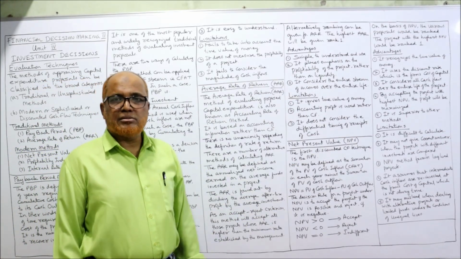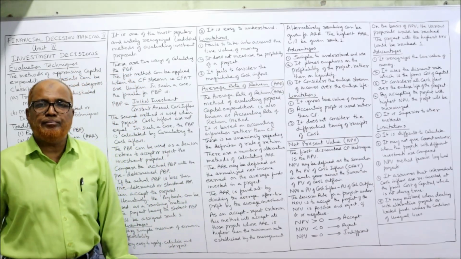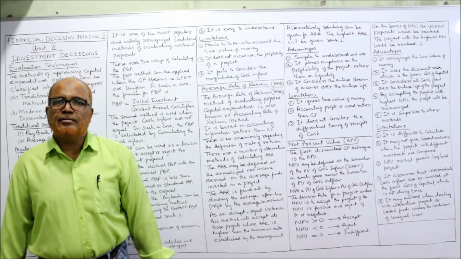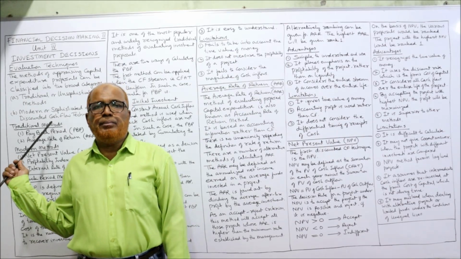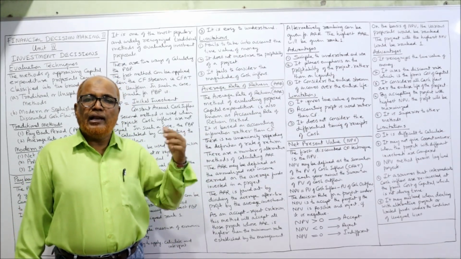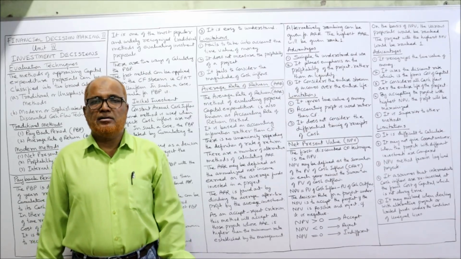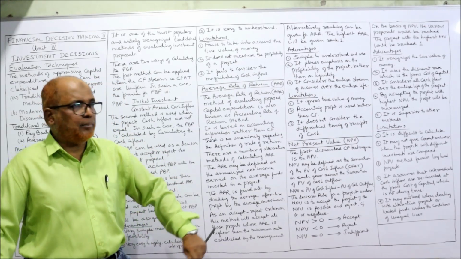Next, limitations. But remember, it does not have only advantages, it will suffer from some limitations. First limitation, it is difficult to calculate. It is not as easy as calculating PBP or ARR. A little bit of calculation is required, some practice is required. So comparatively, calculations are more in NPV.